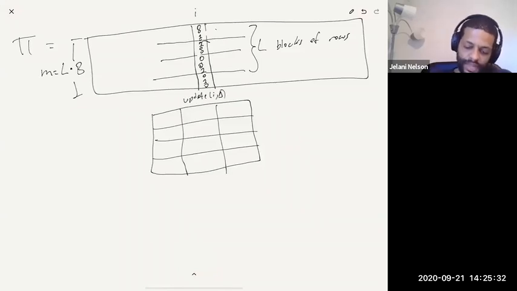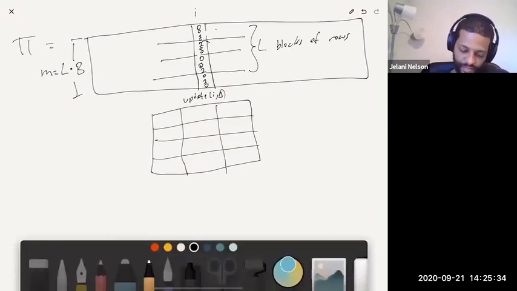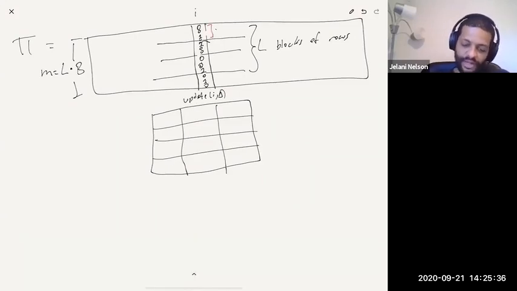Okay. So if you look in the first block, this block right here, it says 0, 0, 1, which means the third entry gets updated, which means you add delta to the third entry. Here, the first entry got updated, so you add delta to the first entry. Here's the third entry, here's the second entry.